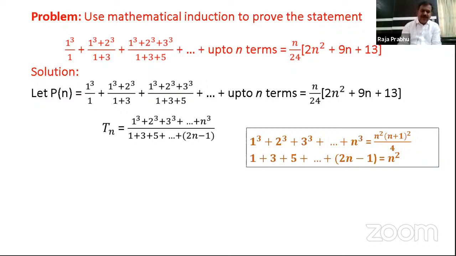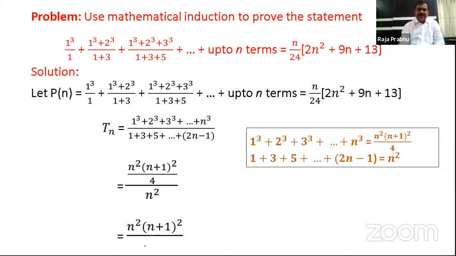Therefore, now the simplified step of the nth term of the series, or the nth term of the given statement, is, for the numerator, n square into n plus 1 whole square by 4, whole divided by, for the denominator, n square. After a small simplification, we will get n square into n plus 1 whole square by 4n square, whereas n square gets cancelled. What remains then? n plus 1 whole square by 4.